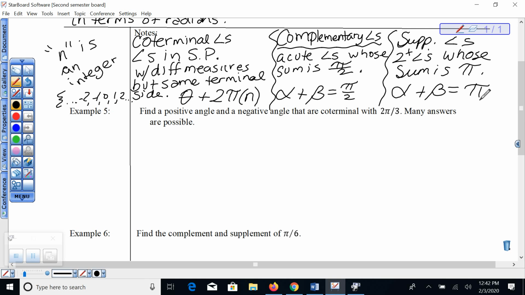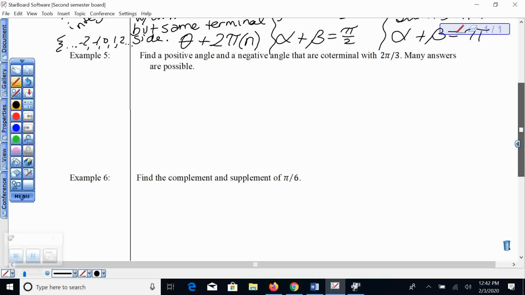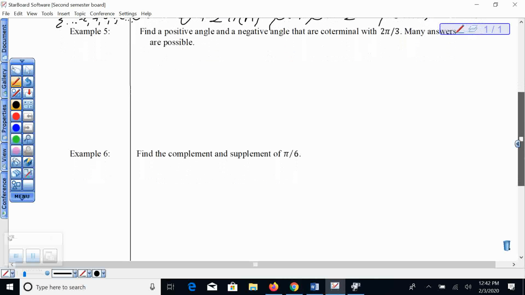Okay? So let's look at this example here. Example 5 says find a positive angle and a negative angle that are coterminal, same terminal side, with 2 pi over 3. Of course, many answers are possible, because you can do multiple revolutions. You can pick any integer you like, but let's keep it simple. Okay? So 2 pi over 3, let's draw that.